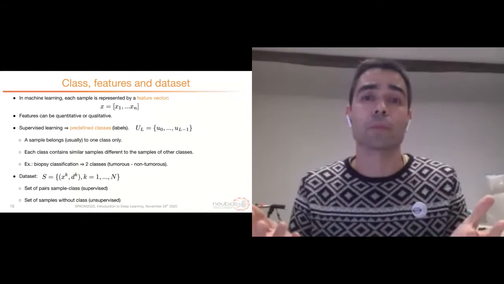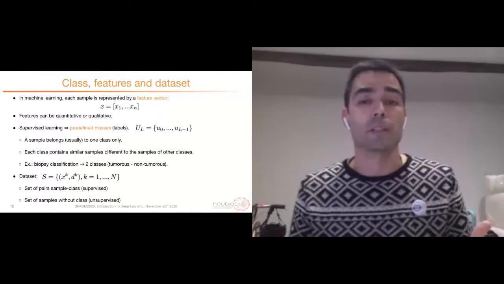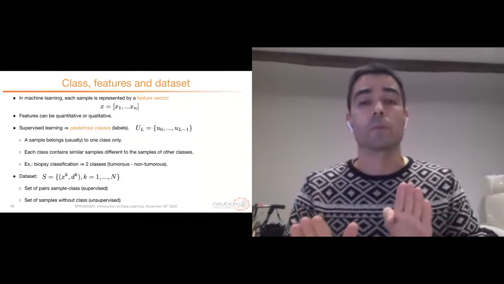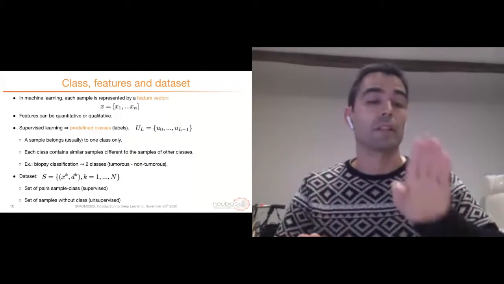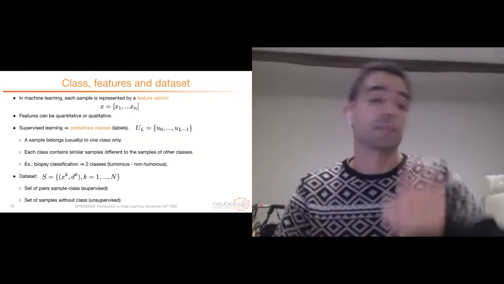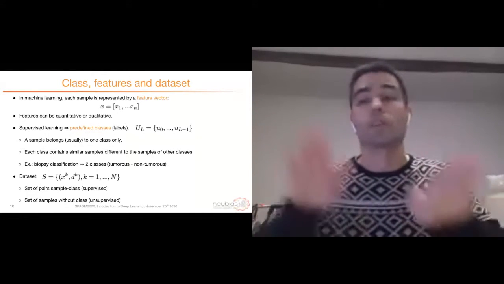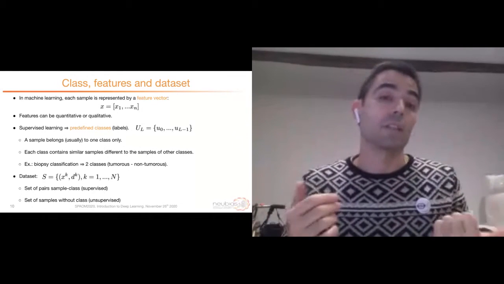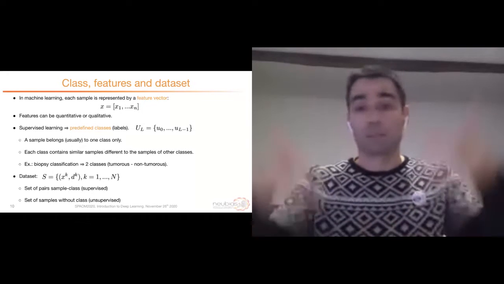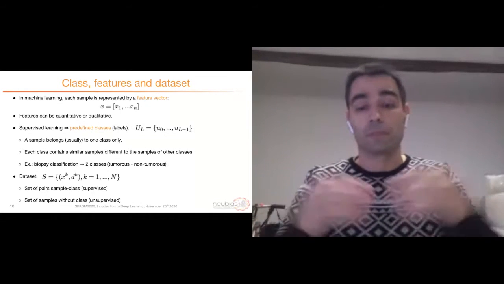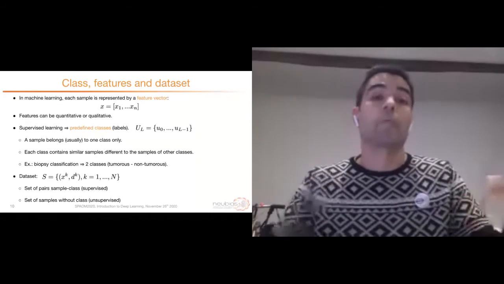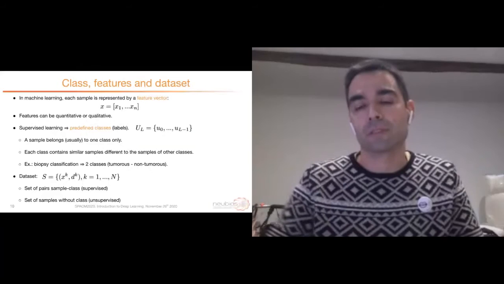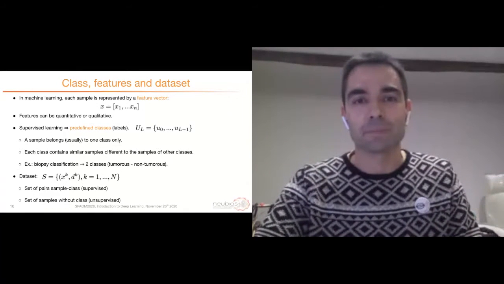A typical classification problem is what we call a binary classification problem. Imagine that we have images of biopsies, and we want our model to tell us if the tissue in the image is tumorous or not. Well, we have tumorous and non-tumorous classes, so we have two classes, binary classification. Then we have the concept of data set, which is just the set of samples or feature vectors plus the class if we are in the supervised framework, or without the class if we are in the unsupervised framework. So far, so easy.